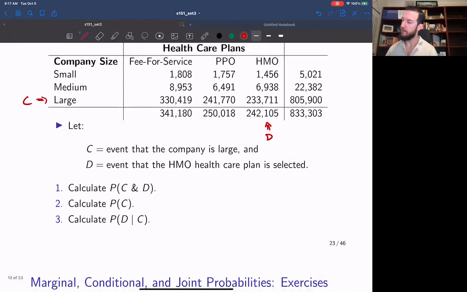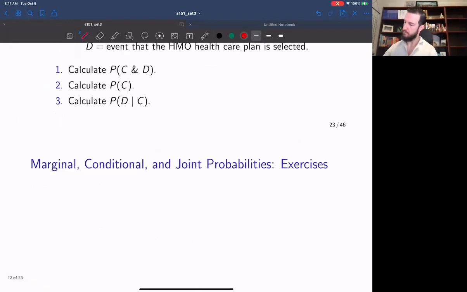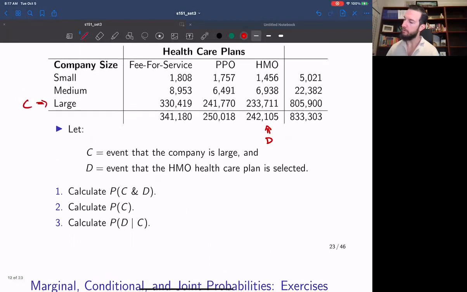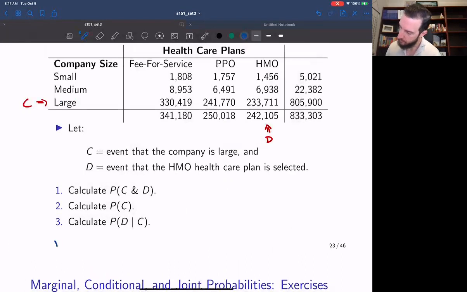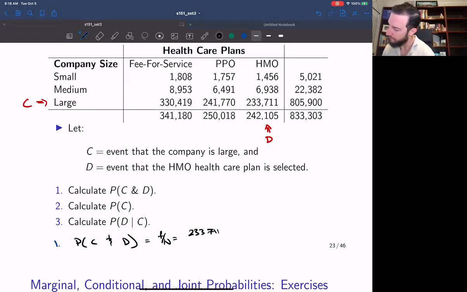We want to start by finding the probability of observing C and D. So the probability of C and D is going to be little f over n. So this is a large HMO company. And that gives us 0.280.